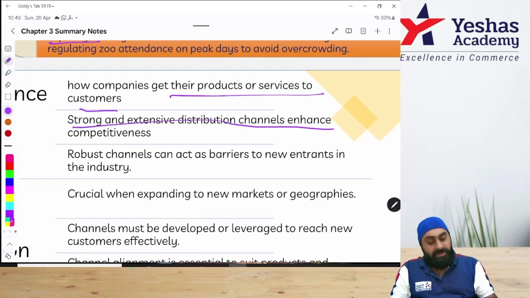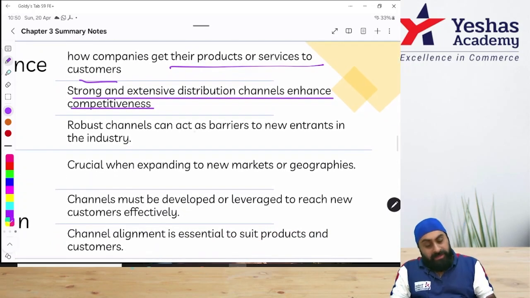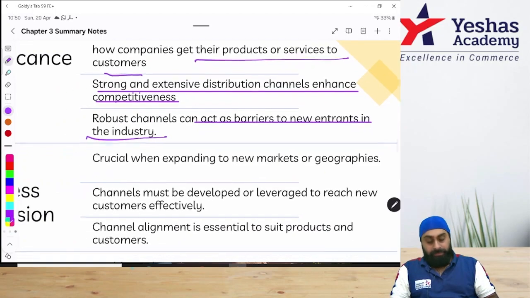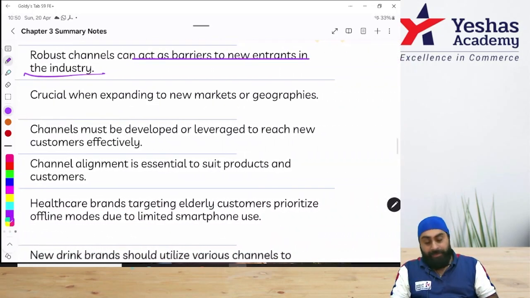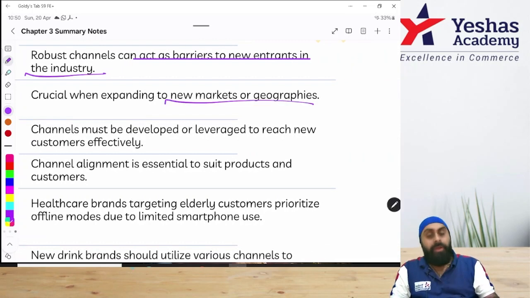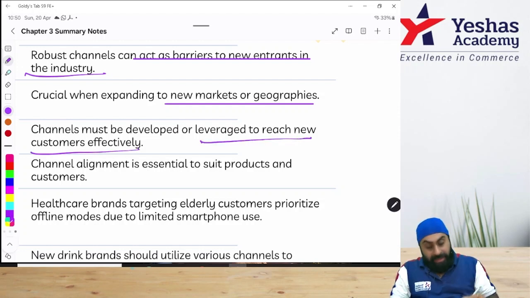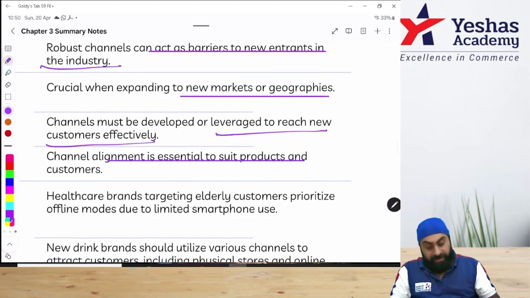A strong and extensive distribution channel will enhance competitiveness, which will help you to grow more. A robust channel can act as a barrier to new entrants in the industry. Does a distribution channel help the business? Yes. Going into new markets, new geographies. It leverages to reach new customers effectively. It aligns and suits products and customers perfectly.